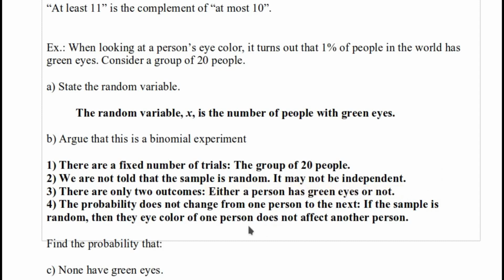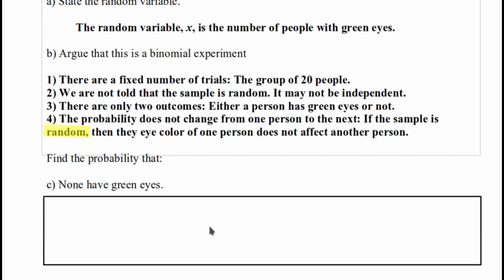Now, does the probability change from one person to the next? Well, again, that comes down to whether it was a random selection of people in the world. Remember, our 1% is a worldwide statistic. So for this to be valid, we have to have a random selection from that same population. So again, we've probably got some issues here. But let's move on. Find the probability that none have green eyes.